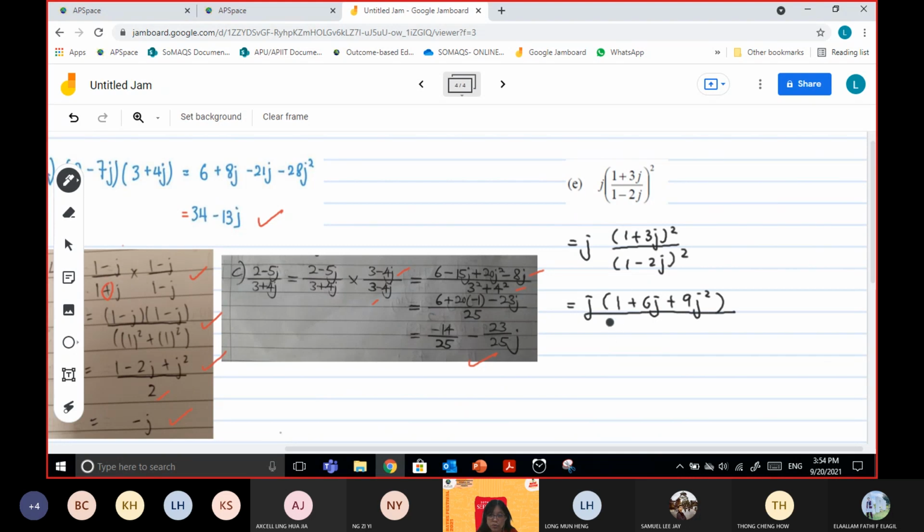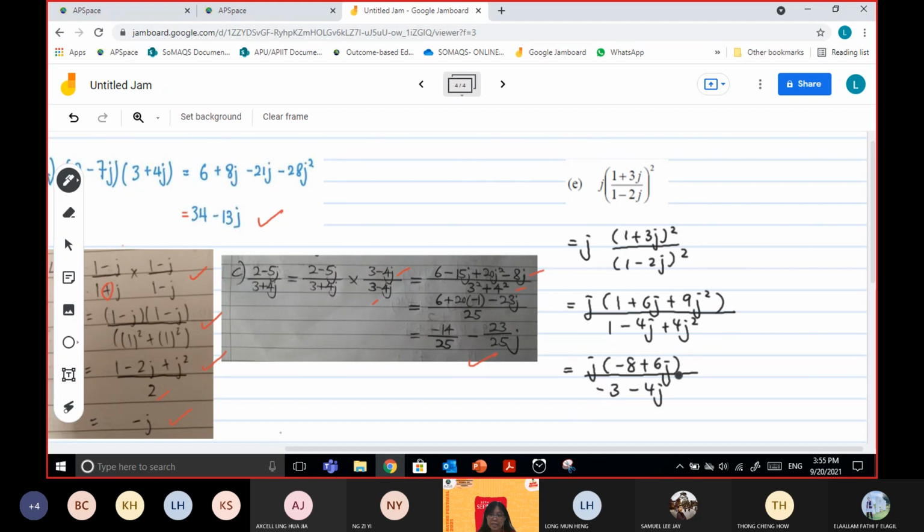So for the bottom, 1 squared, which is 1, minus 2 times 1, then times 2, minus 4j. Then the square of the minus 2j will be plus 4j squared. So for the top, let's simplify the bracket first. j squared is minus 1 times 9, minus 9. Minus 9 plus 1 is minus 8. Then for the bottom, j squared is minus 1 times 4, minus 4 plus 1, minus 3, minus 4j.